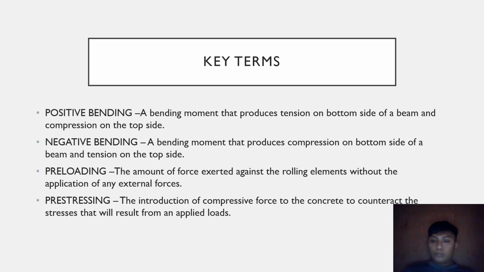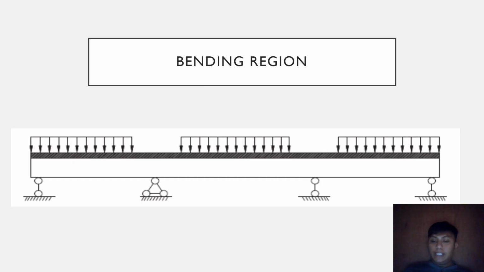The next one is the location of the bending regions. As discussed earlier, we have two types of bending. Actually, there are three: first the positive bending, negative bending, and lastly the zero bending. But we are not dealing with zero bending here. So now let us know which regions belong to negative and which to positive bending.